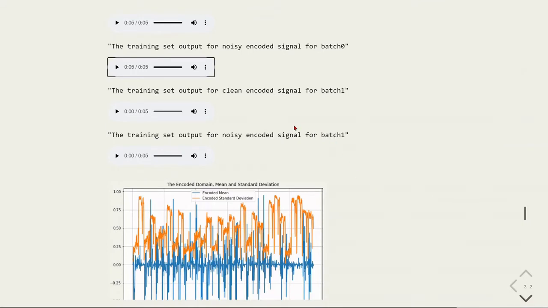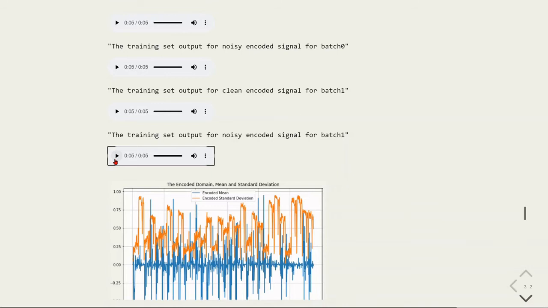So here is the output for the clean encoded signal for batch 1, so it's a different audio file. We shall fight with growing confidence and growing strength in the air. We shall defend. There's a bit of noise in the background, and now the output for the noisy encoded signal. We shall fight with growing confidence and growing strength in the air.